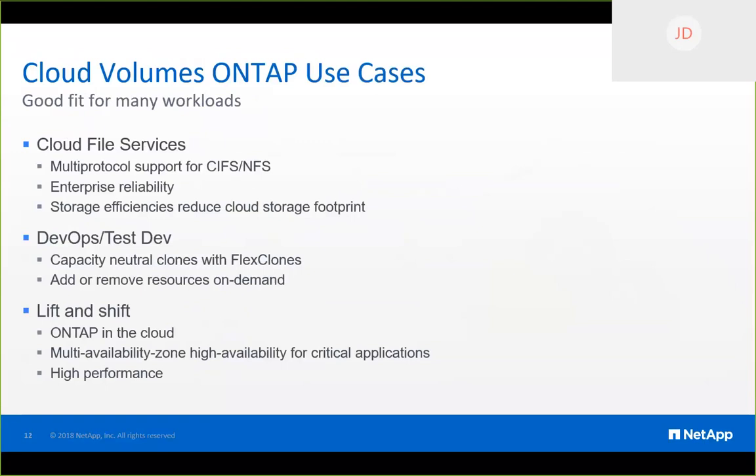an on-demand basis. The last use case I'd want to mention before we get to DR is just lift and shift. If you have an application that's running on an ONTAP system on premises that you want to move into the cloud, why not move it to ONTAP running in the cloud? We can support high-performance applications, and for anything business critical, you do have the option of multi-availability zone HA to make sure that those business critical applications are always available to you and your users.